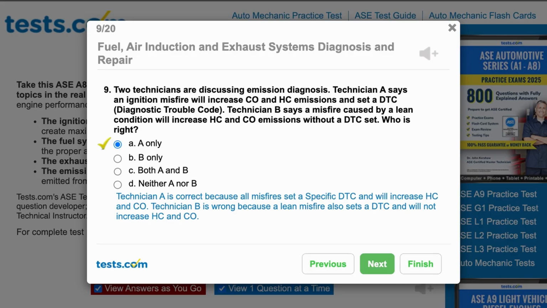A. A only. Technician A is correct because all misfires set a specific DTC and will increase HC and CO. Technician B is wrong because a lean misfire also sets a DTC and will not increase HC and CO.